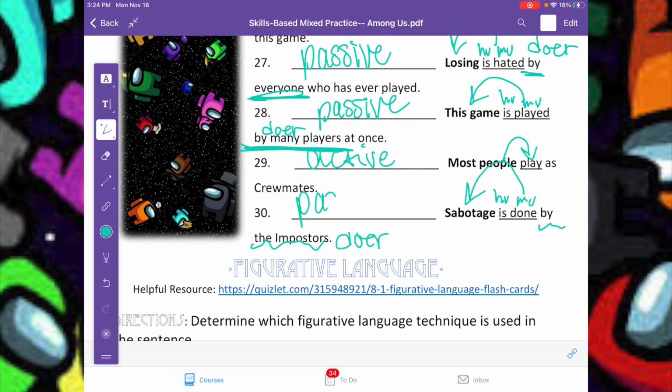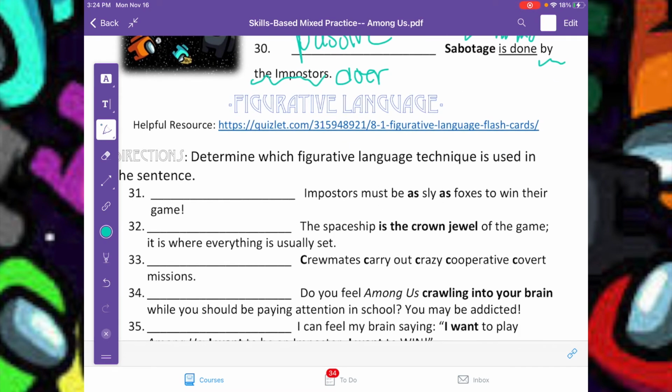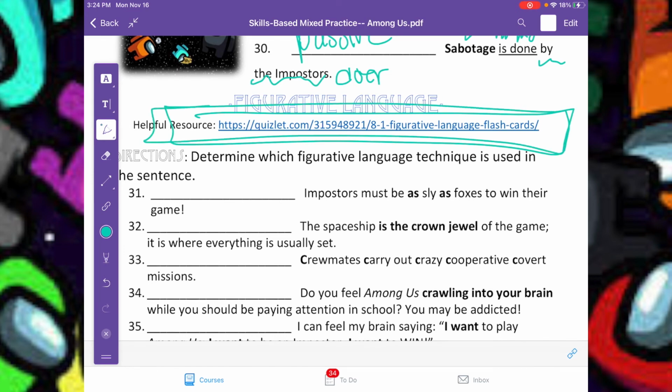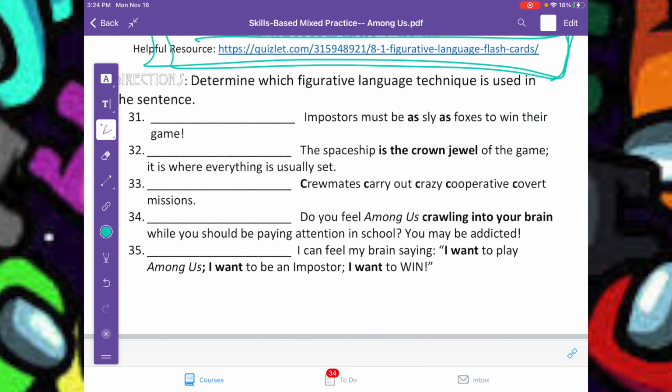Receiving the action, passive. All right, next up, figurative language. Feel free to use this Quizlet as a resource to help you be successful. It has a list of all of the figurative language we've learned this year, as well as their definitions. 31. Imposters must be as sly as foxes to win their game. Comparison with like or as is called a simile.